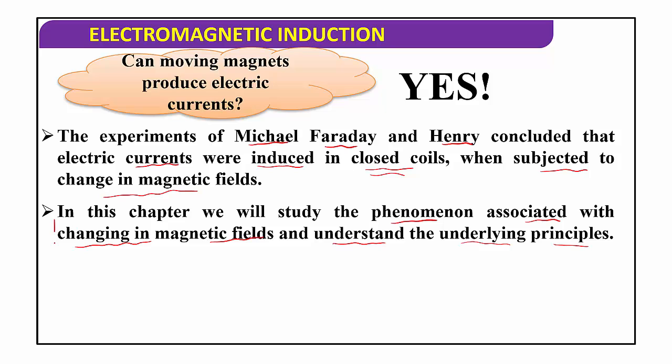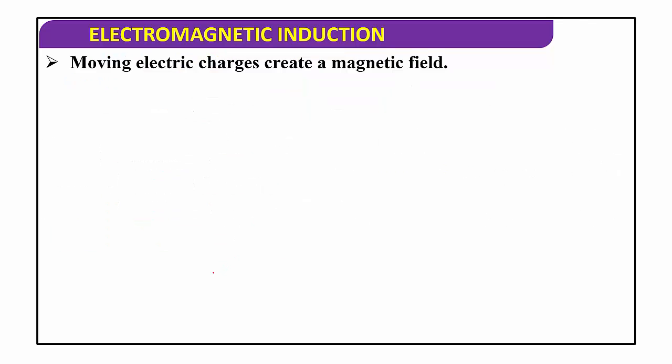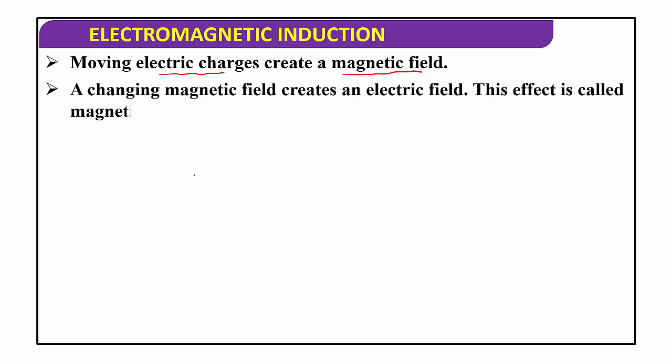This sentence is very important: a changing magnetic field produces electric current. Observe these points. Moving electric charges create a magnetic field. We have studied that when an electric charge is moving, it produces a magnetic field. Then the second point: a changing magnetic field creates an electric field. This effect is called magnetic induction.